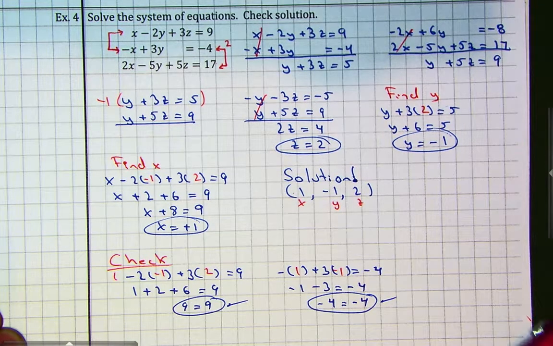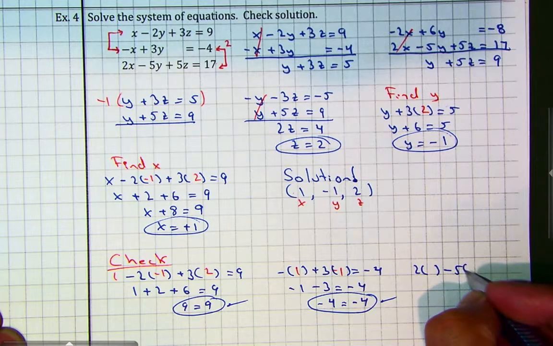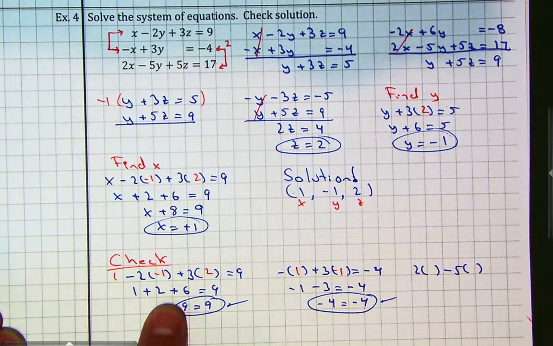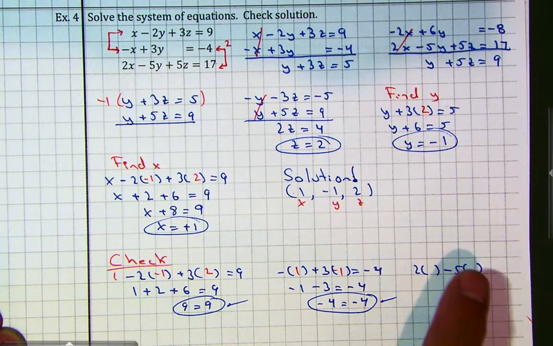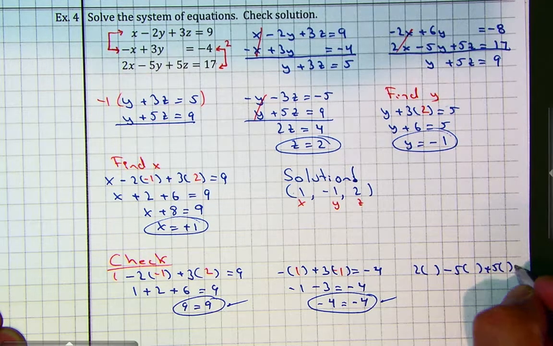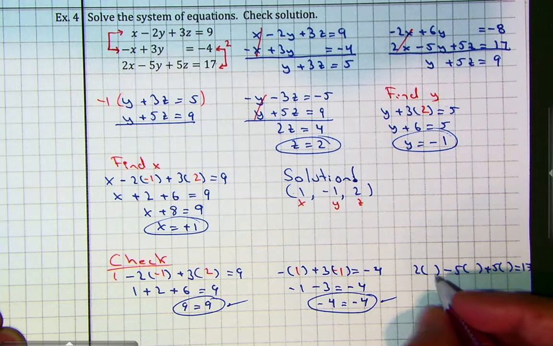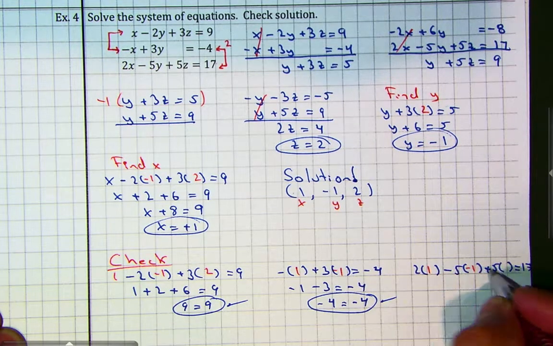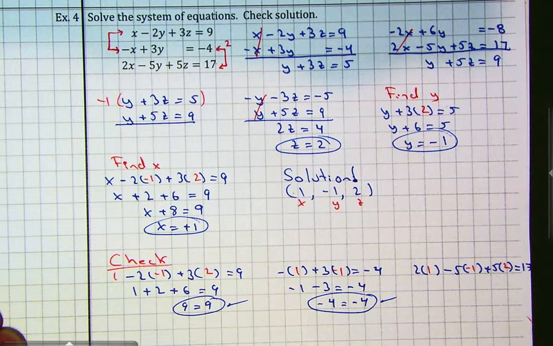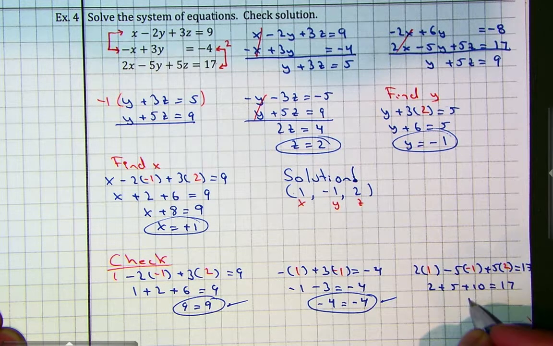And now the last one. 2x minus 5y plus 5z. If the last one's wrong, that means that it was on the first plane, on the second plane, but it was not on the third plane, and that is because you made a mistake above. So hopefully that's not the case. So your x is 1, your y is -1, your z is 2. So it's 2 plus 5 plus 10, that is equal to 17, correct.